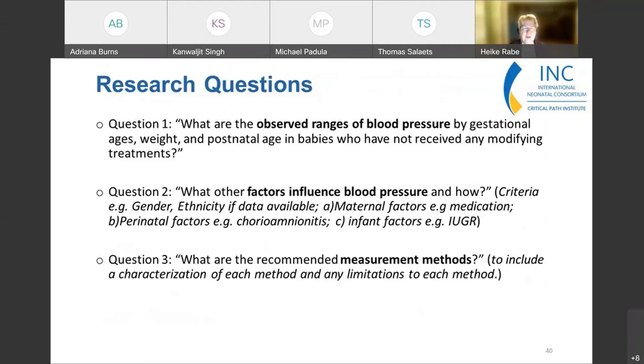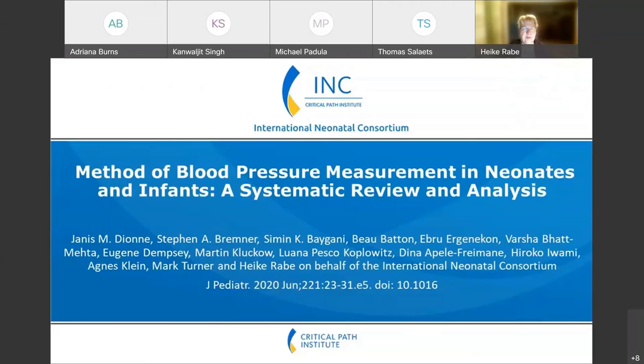In the end, we started in reverse order, and we started with the first review on the methods of measurements, which was published in 2020. And that forms a good basis for future study protocols and pediatric investigation protocols. And we have heard already in the earlier session in the morning that biomarkers are very important when you want to assess the efficacy, benefits, and side effects of new drug development in neonatal care.